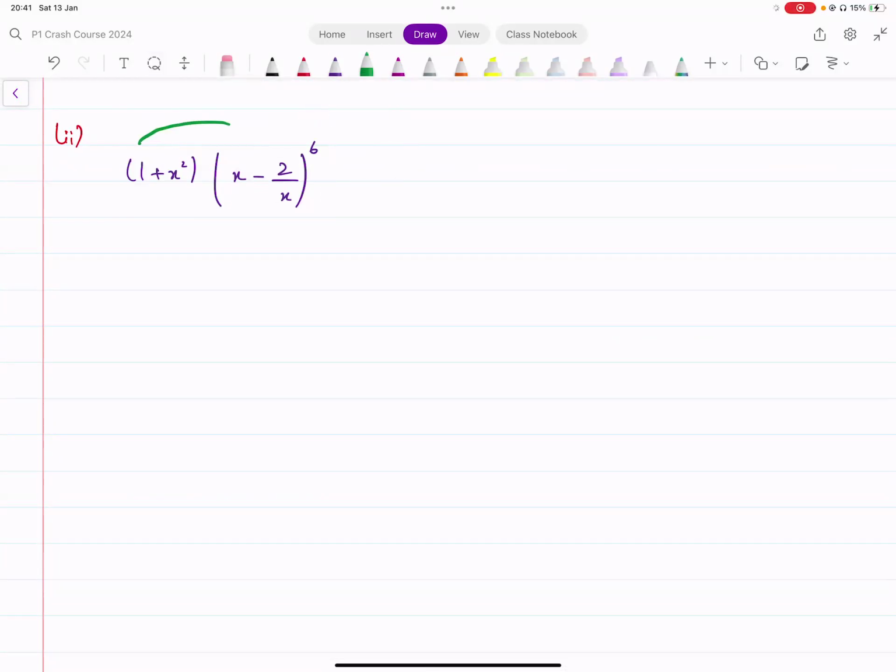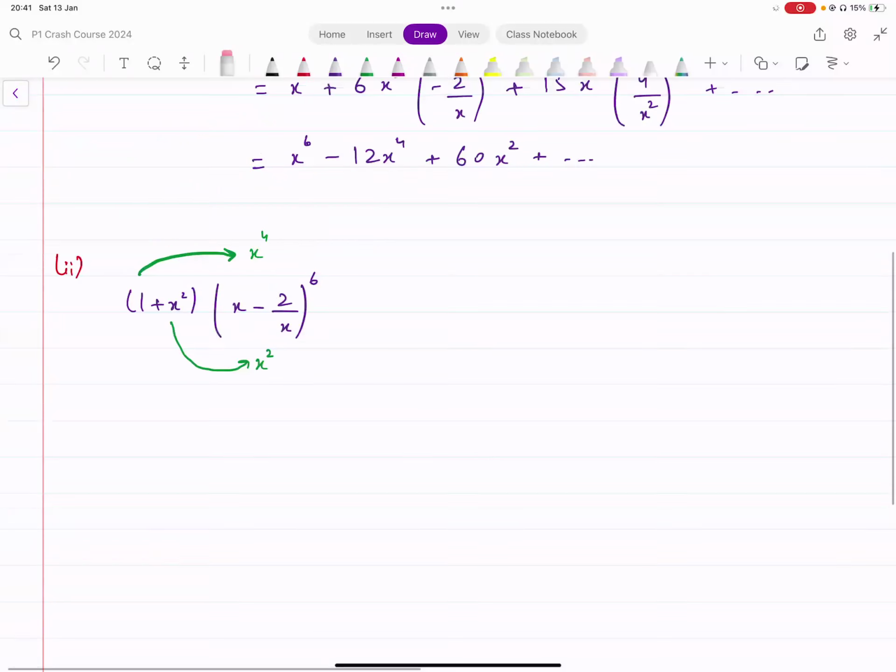What would we need to multiply 1 by to get x raised to power 4? What power of x would we need to multiply 1 by? We would need to multiply it by x raised to power 4. What power of x would we need to multiply x square by to get x raised to power 4? x square into x square. That's going to give us x raised to power 4. So that's the other term that we need. So from this expansion, we are only looking for these two terms, x raised to power 4 and x raised to power 2. These are the only two terms that we're interested in.